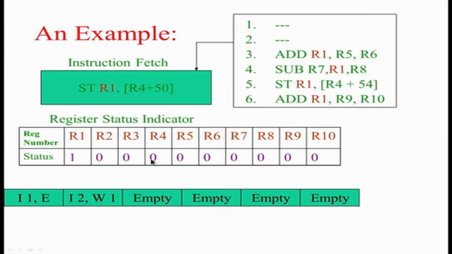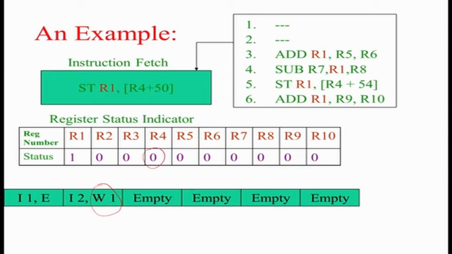Now R4 is available to it, fine, but R1, it comes and sees the register status indicator has 1. That means the latest value of R1 is currently being computed or is going to be computed in execution unit 1. So it will go and say I will wait for 1. So it is waiting for 1. So I2 is allocated to execution unit 2, but it is not proceeding, it is waiting for the result of 1.